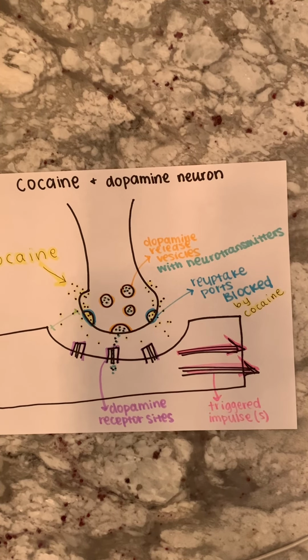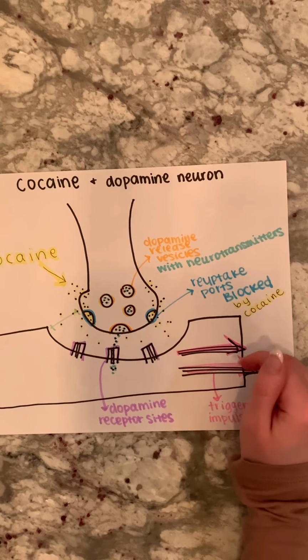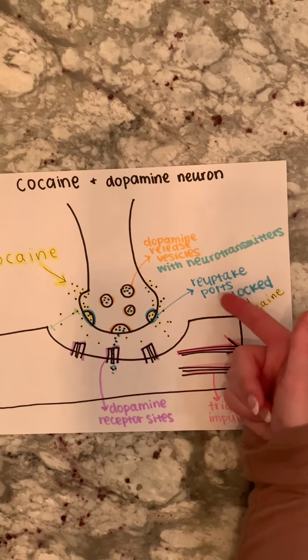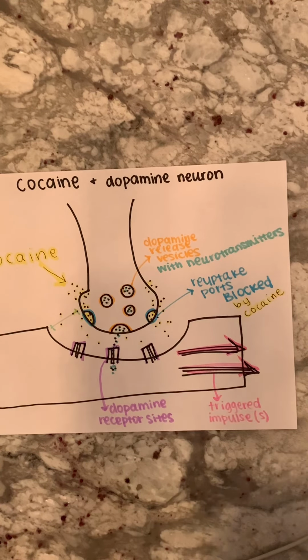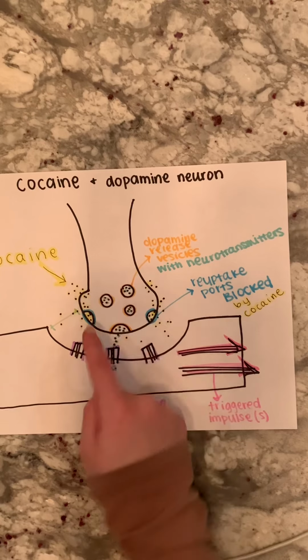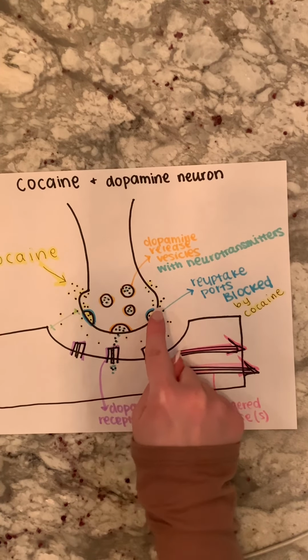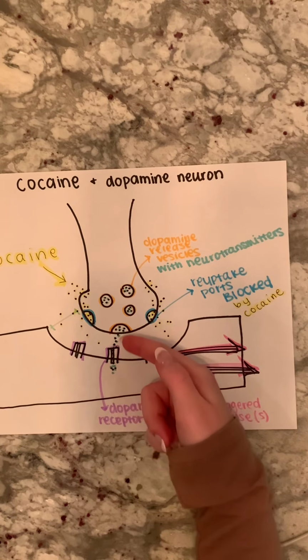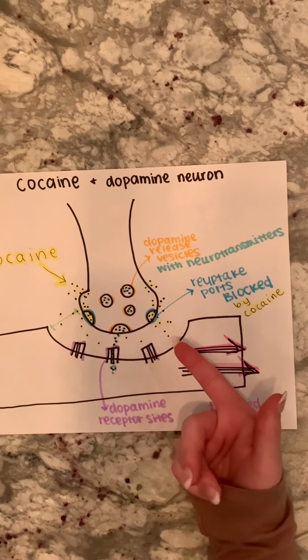Basically what happens is because these norepinephrine and dopamine neurotransmitters are being released, they then stop being able to be reabsorbed through the reuptake ports. So basically the reuptake ports are blocked by the presence of the cocaine. So there they are, blocking the reuptake ports. So these neurotransmitters are unable to be reabsorbed into the neuron.